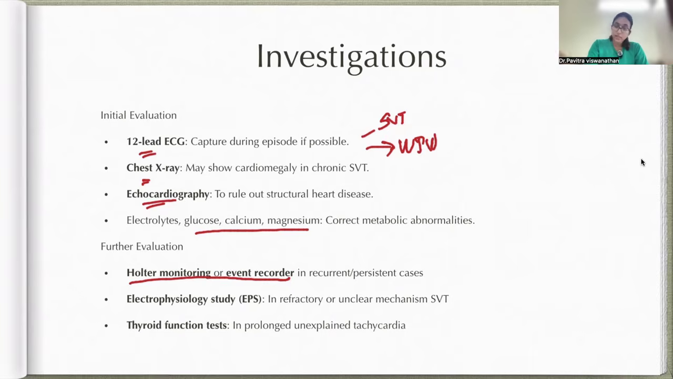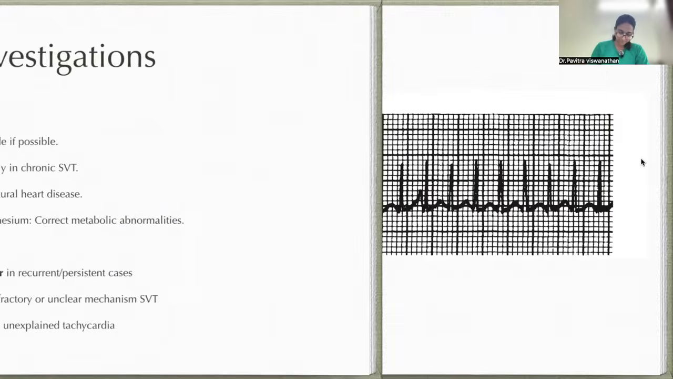Electrophysiological study, again: if you do not know what is causing this SVT, whether it is accessory, whether it is within the AV node, whether it is outside the AV node, and it's not responding to your treatment, then electrophysiological studies will help you find out what is what and which is which, so that you can narrow down your diagnosis and initiate treatment appropriately.